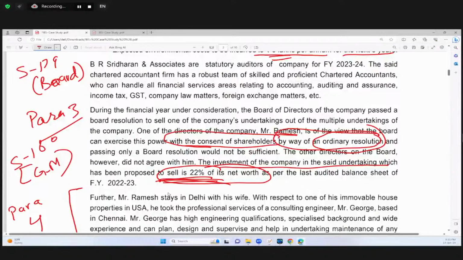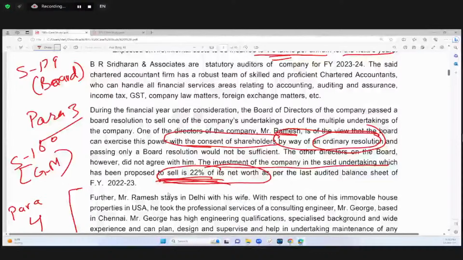The fourth power that the board of directors cannot exercise on their own is to remit or give time for the repayment of any debt due from a director. If this power were also with the directors, they would not repay the loan given to them.